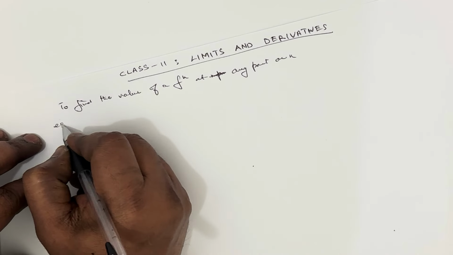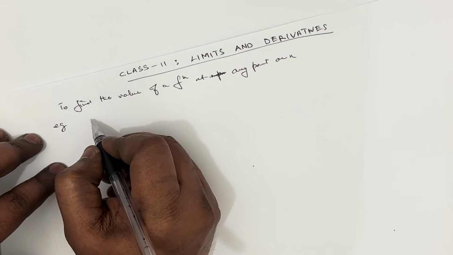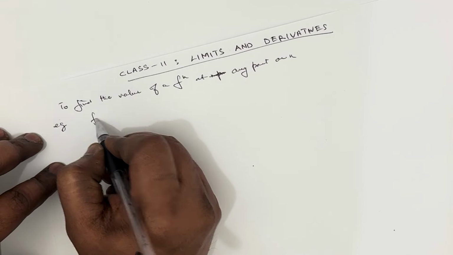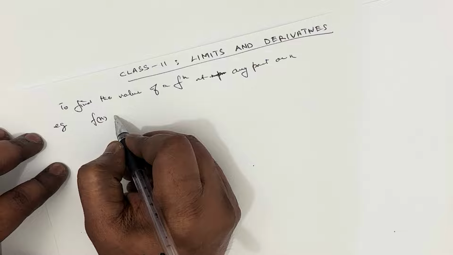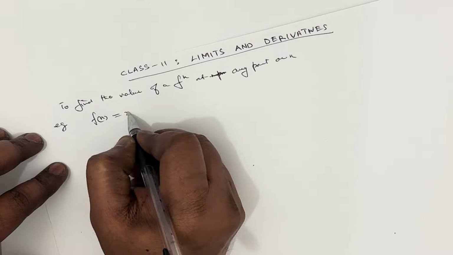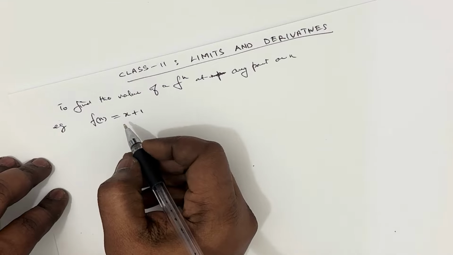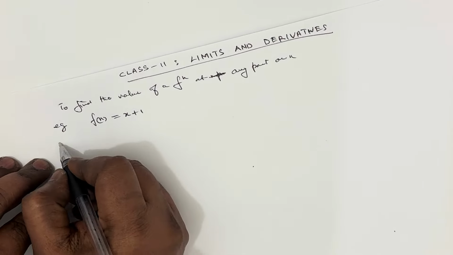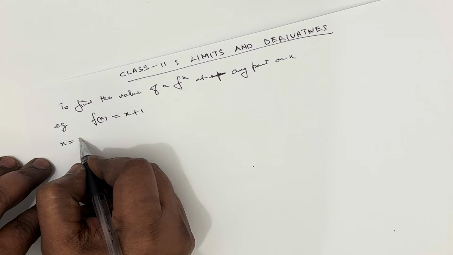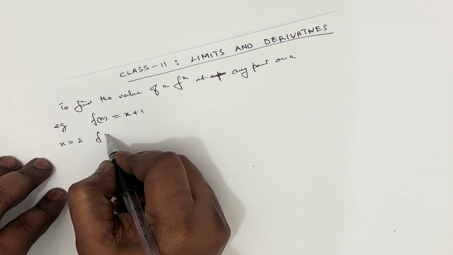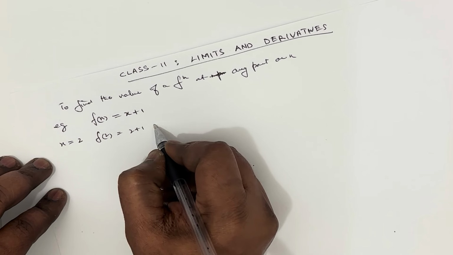For example, let's take a function f of x is equal to x plus 1. Okay, this is a function. To find the value of this function at the point x is equal to 2, we write it as f of 2 is equal to 2 plus 1, which is equal to 3.